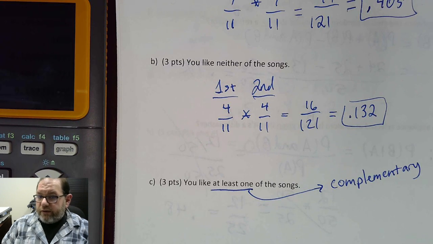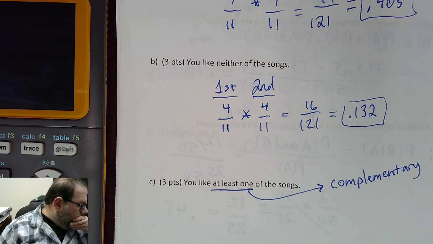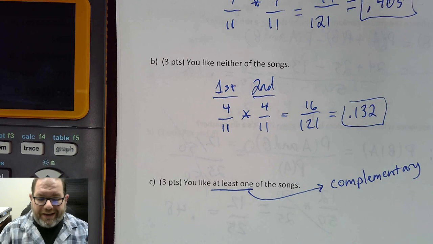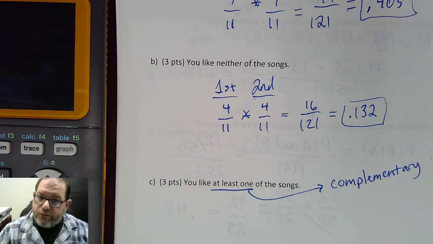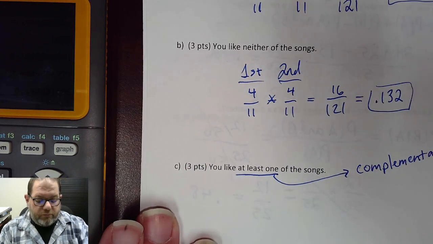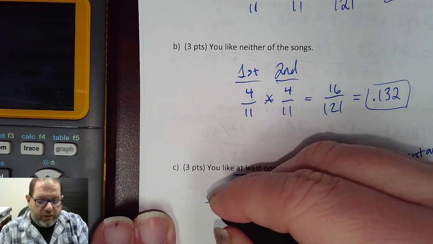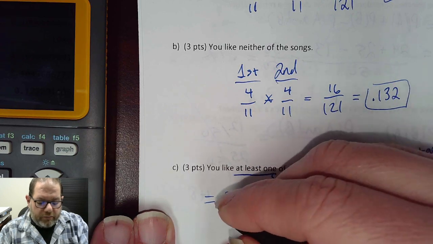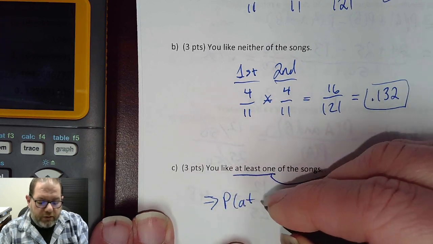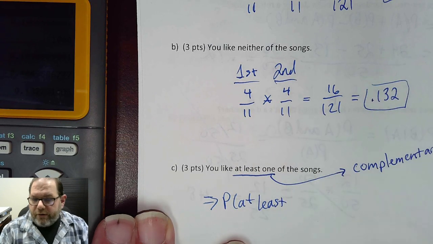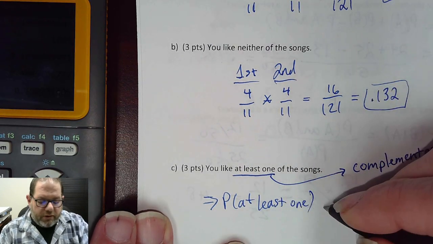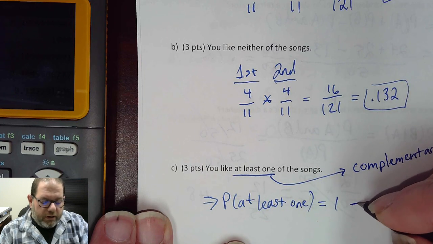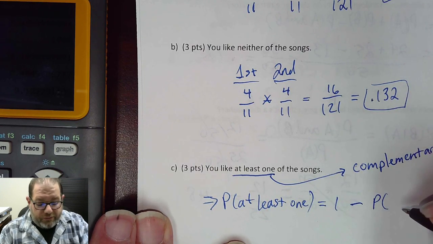And if we want to do that, that's an option. But the easier way, and probably the better way, and kind of the intended way that we would like to approach this problem, is to use this complementary problem to our advantage. What is the opposite of liking at least one song? Because the complement means basically the opposite scenario. Well, it turns out the opposite of liking at least one song is that we don't like either song.